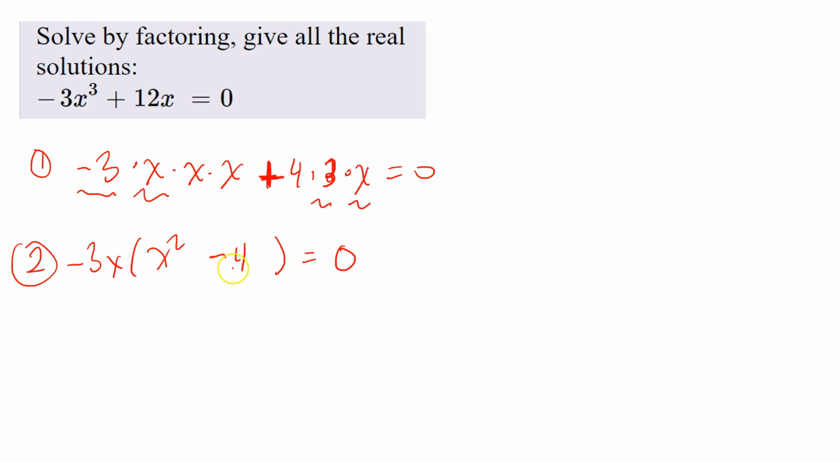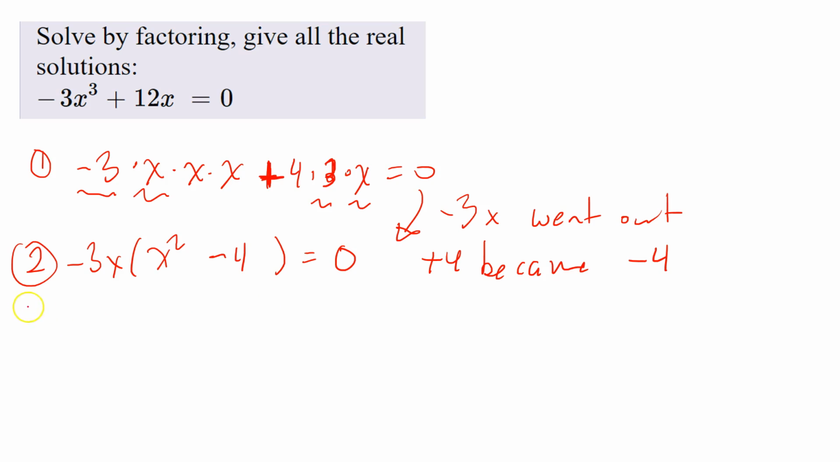And I know that works because if I redistribute the negative 3 over the parentheses, it would restore the original plus sign. Okay? So from here to here, I basically took negative 3x like that, okay? Went out. And in the second term especially, which was positive 4, became, let me make this note here, negative 4. And then you apply the principle of difference of squares.